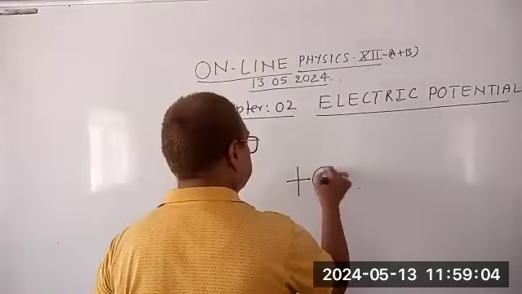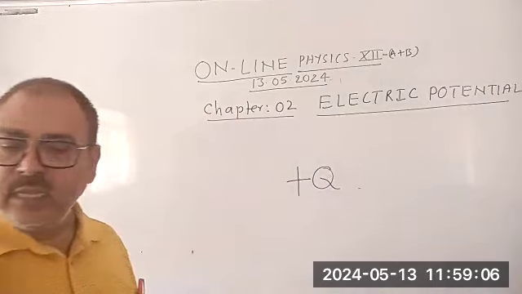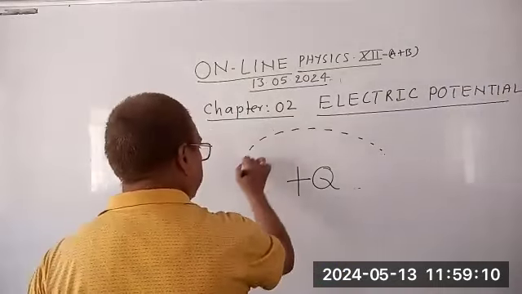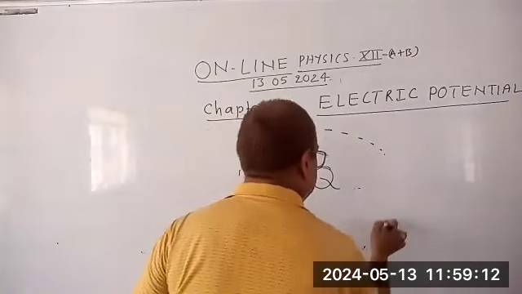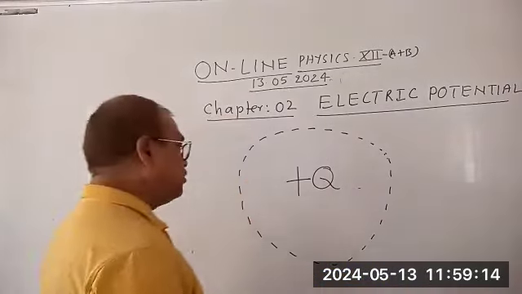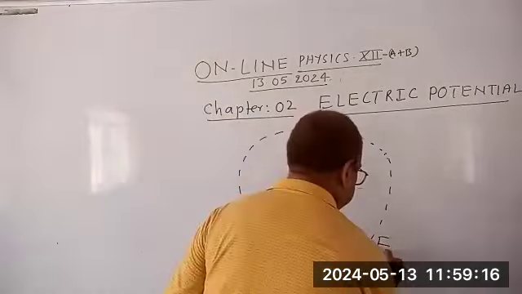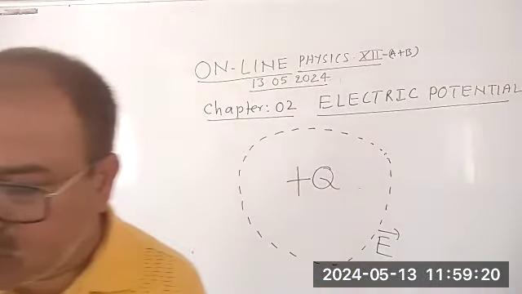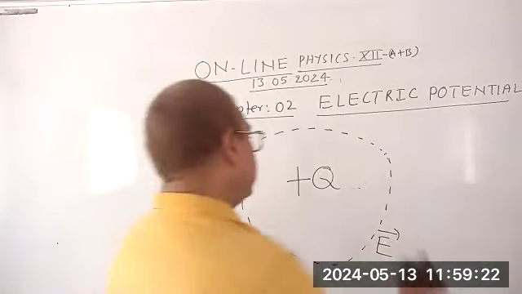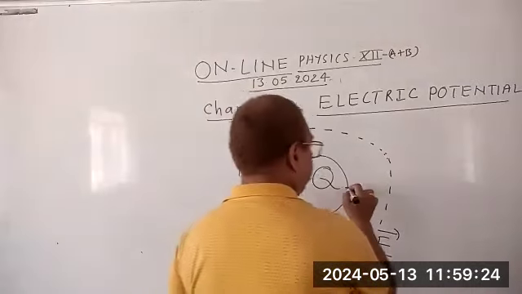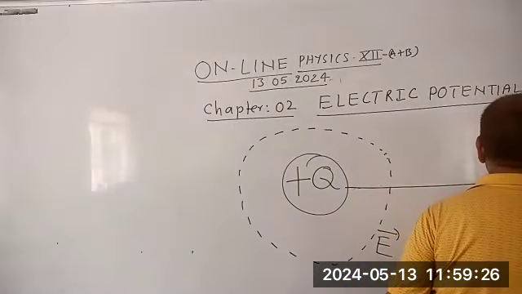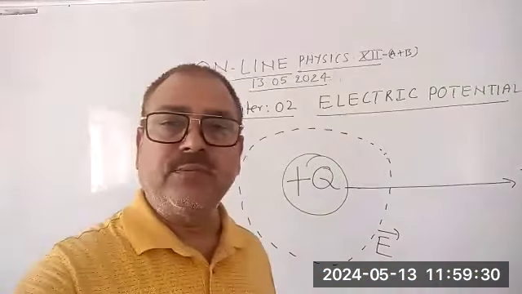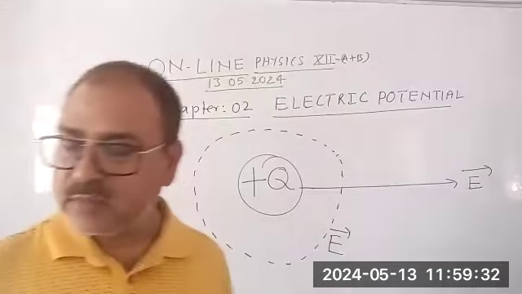Charge Q here, and around the charge is a field, like a light source, the electric field E vector. Now, for any charge, the field will be going out. Electric field will be going out.